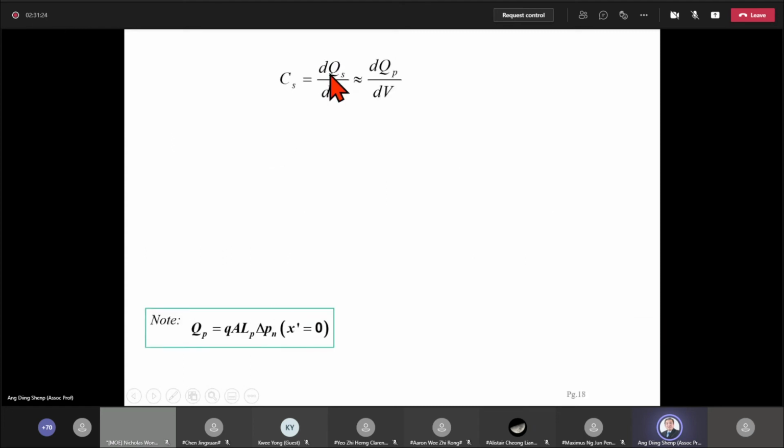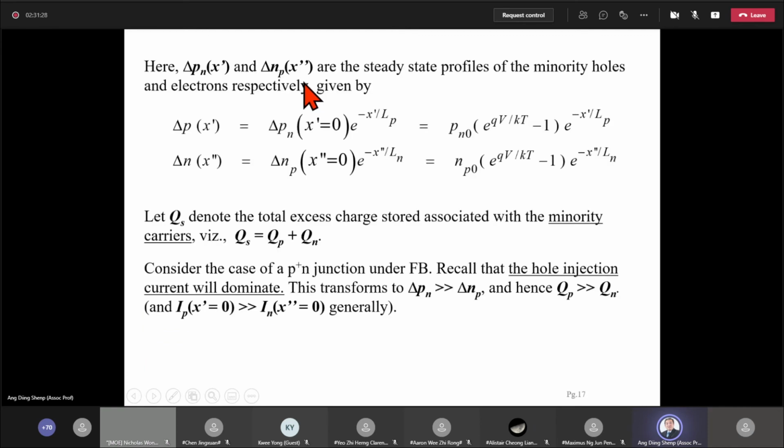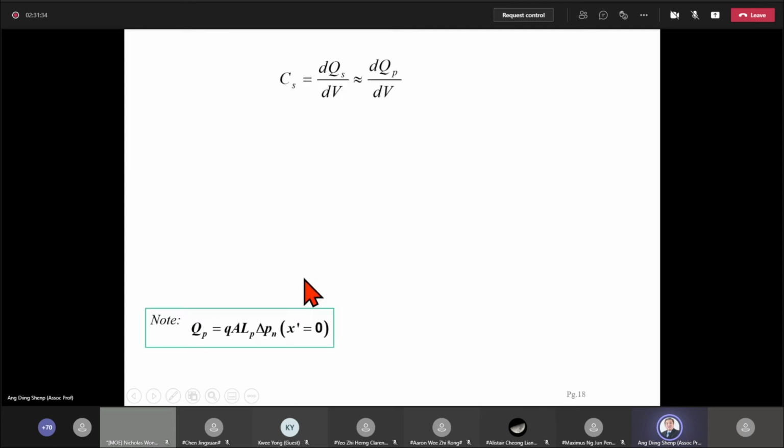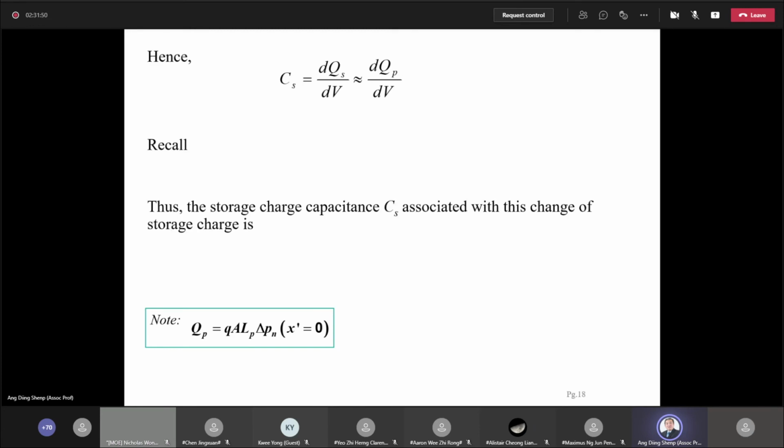So therefore, we can obtain an expression for CS for this example of a P plus N. From here onwards, the discussion applies to a P plus N. In a P plus N diode, the storage capacitance can be defined as dQs over dV. Now Qs is predominantly QP, so this can be approximated by dQp over dV, neglecting the Qn term. All right, so differentiating QP with respect to the voltage V.